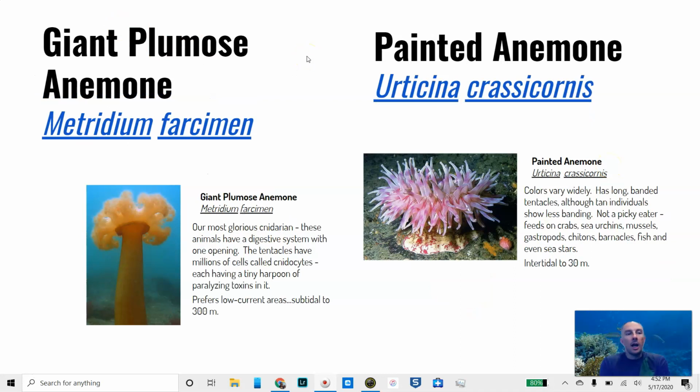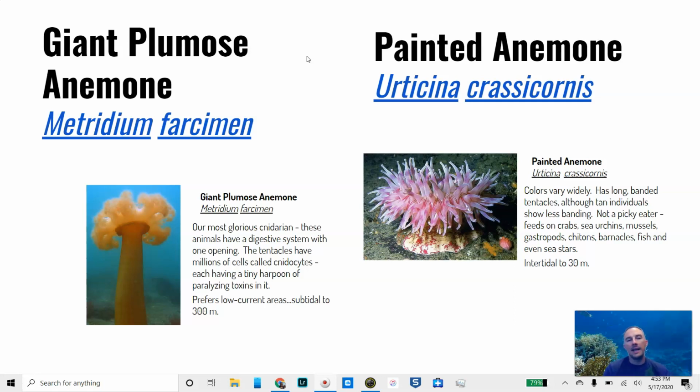Okay. Another cool one, now we're getting into the anemones, and we have several different genuses of anemones, and then within those there's many species. So I just highlighted a few of our main genuses here for you to have a look at. The first one is the giant plumose anemone. Giant plumose anemones are really pretty looking. They stand out. They can get pretty tall.